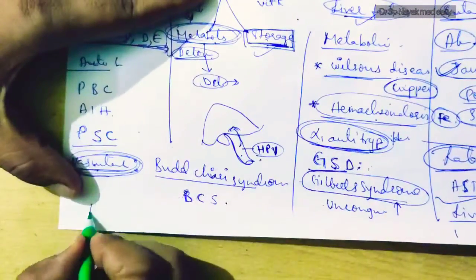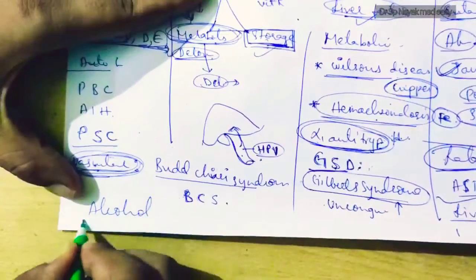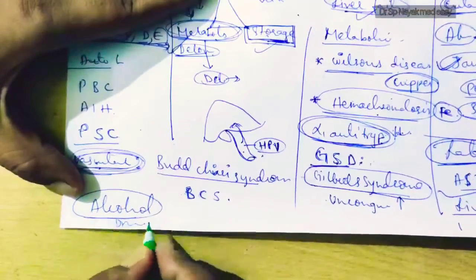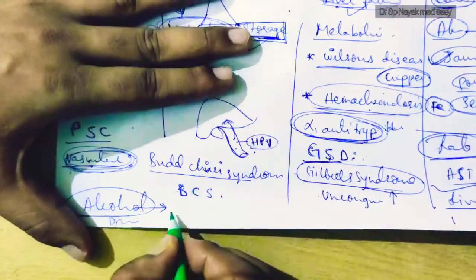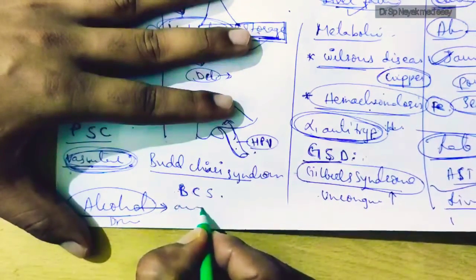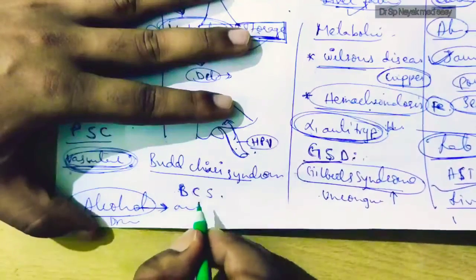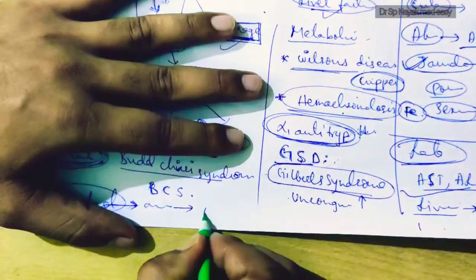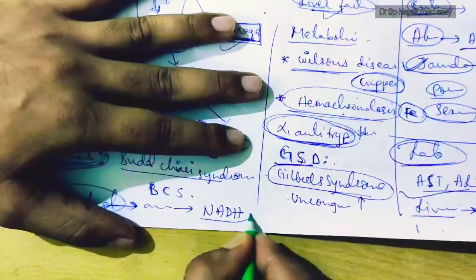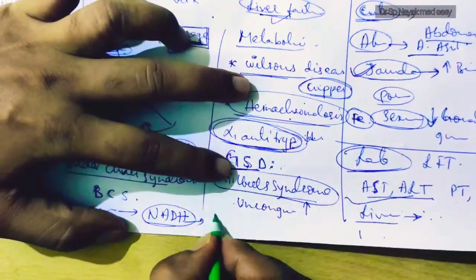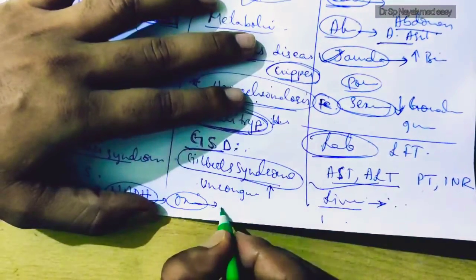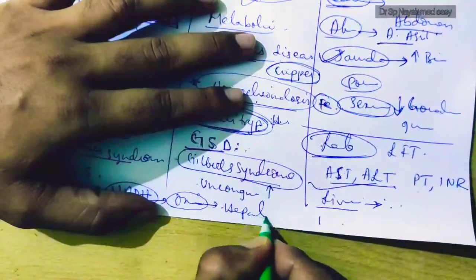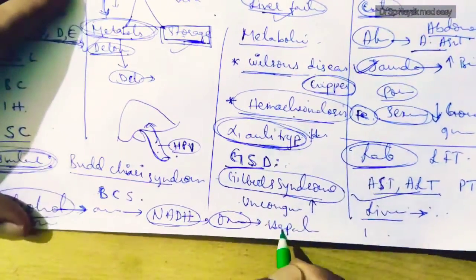Among the causes, alcohol is another very important cause, alcohol and drugs. In chronic usage of alcohol, there is production of acetaldehyde in chronic alcoholic patients, and this acetaldehyde produces NADH, and an increased amount of NADH causes oxidative stress, and this oxidative stress damages the hepatocytes. So liver cells will be damaged, and that causes hepatitis.